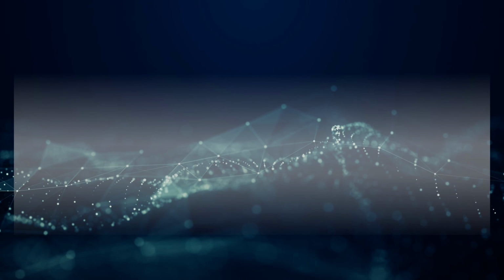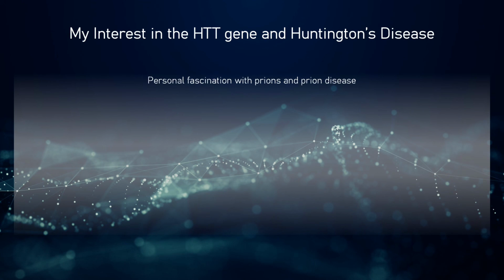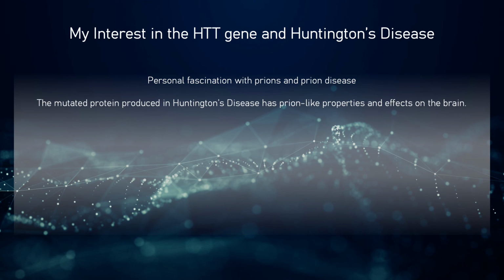Finally, I just wanted to include one slide that went over my interests in the HTT gene and Huntington's disease. I have a personal fascination with prions and prion disease. The mutated protein that is produced in Huntington's disease has prion-like properties and effects on the brain. I remember learning in my microbiology course last year about prions and their devastating effects on the human brain and on animal brains as well, but specifically their ability to evade modern autoclaving and sterilization techniques.